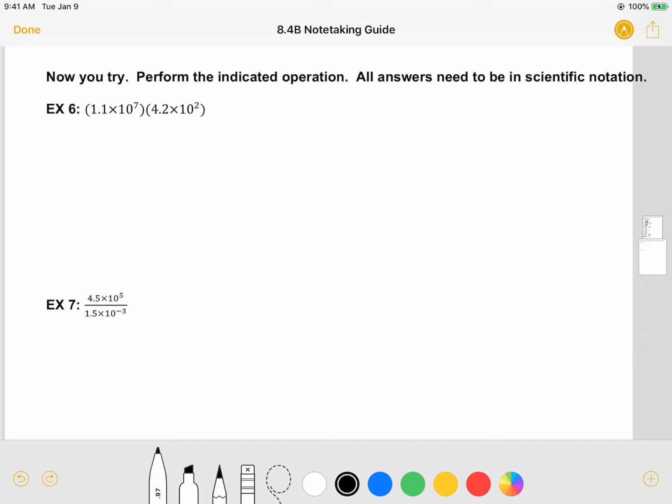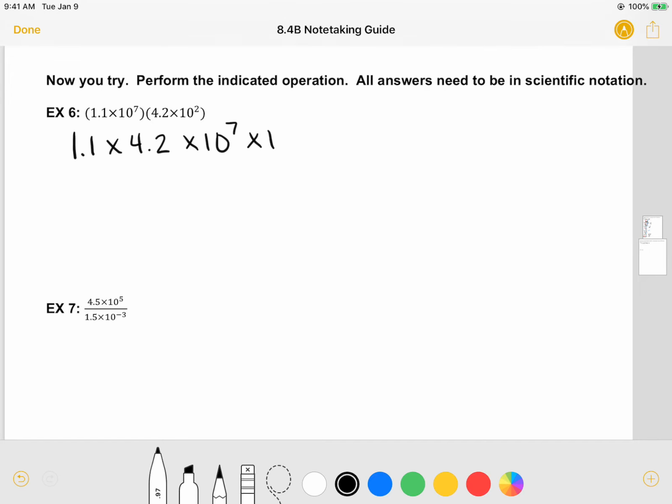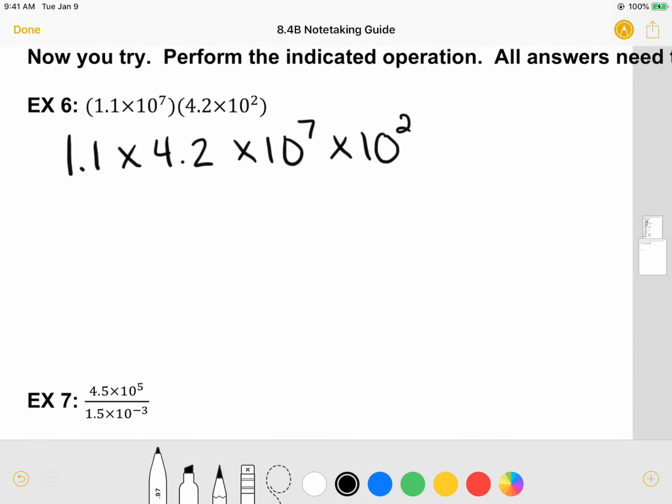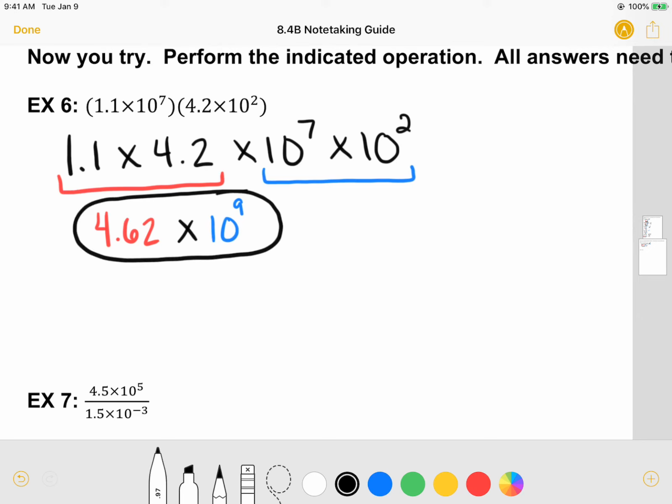Okay, so now that you've taken a moment to try out examples 6 and 7, let's talk about the answers here. So on number 6, what I would do is rewrite the problem as 1.1 times 4.2 times 10 to the 7th times 10 to the second power. Okay? So then I would simply grab my calculator and multiply 1.1 by 4.2, and that gives us 4.62. Okay? And then we're going to combine our exponents here. They have the same base, so we're going to add them together. So 7 plus 2 makes 10 to the 9th, and make sure we're in the proper scientific notation and we don't have to do any adjusting there.